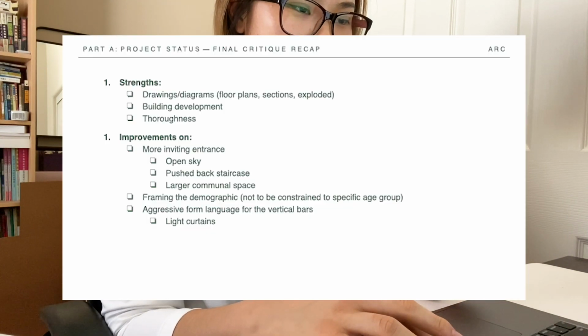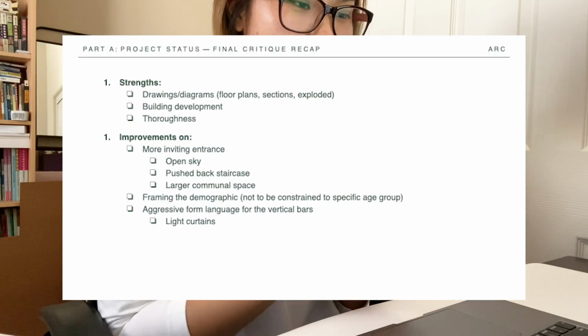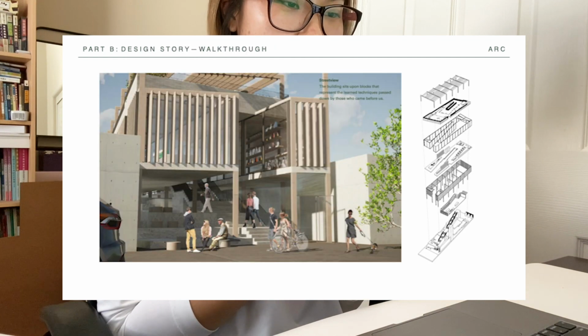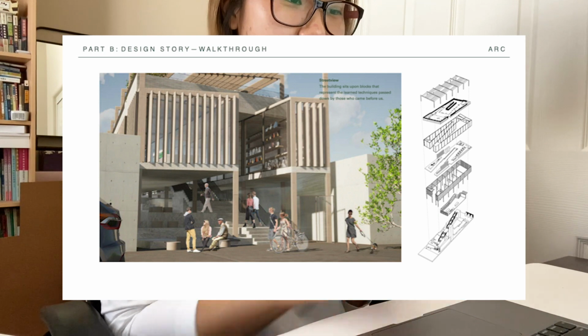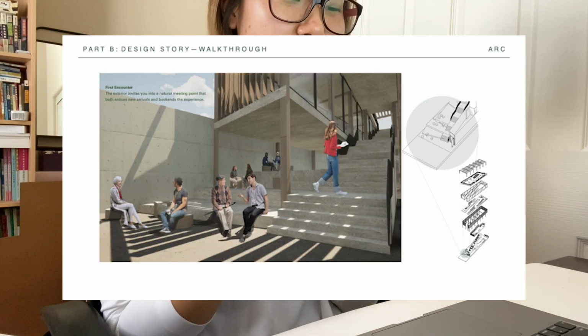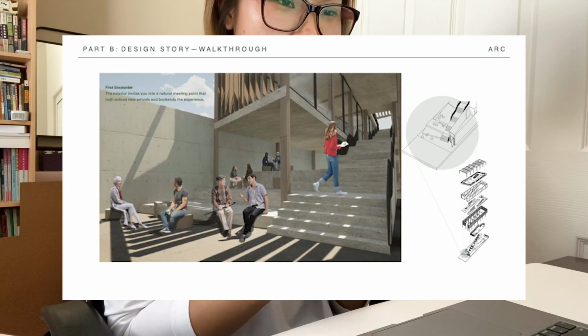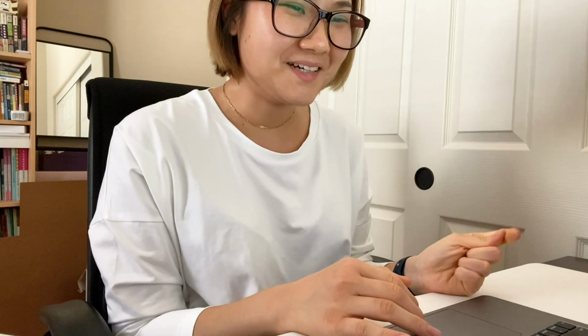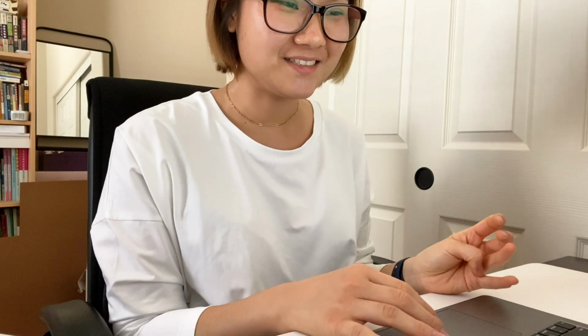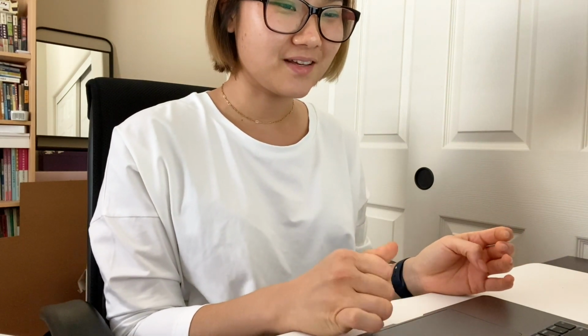Suggestions from the critique about the form language are having more of an open sky view from the street level communal space, and also pushing back the staircase for more gathering space at street level. I'm sorry if you don't remember how it looked. I totally remember the project. Okay, cool. I don't remember in detail what the renderings looked like perfectly, but I have a pretty good idea.